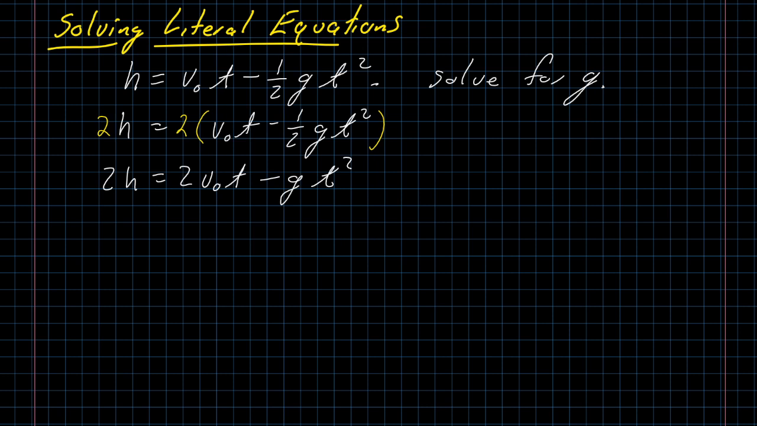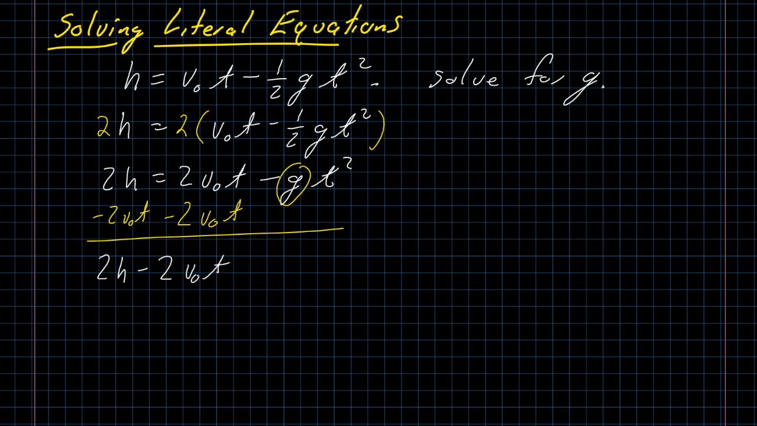From here, I'm trying to get g by itself. It's got this extra term on the same side as g. That's a problem. So just like you would subtract a constant solving a linear equation, I'm going to subtract the 2 v naught t from both sides of the equation. It doesn't really clean up any because it just changed things around. Now I have 2h minus 2 v naught t on the left-hand side, but at least on the right-hand side, I just have minus g t squared.